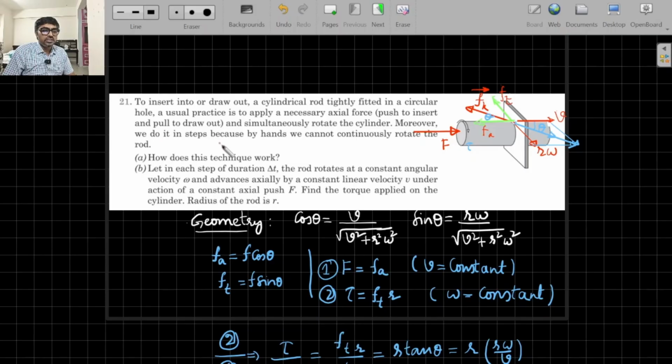Moreover, we do it in steps because by hand we cannot continuously rotate the rod, because of the constraint. You rotate for some time, take out the hand, again hold it, rotate for some time and push it simultaneously. This is the mechanism. How does this technique work?